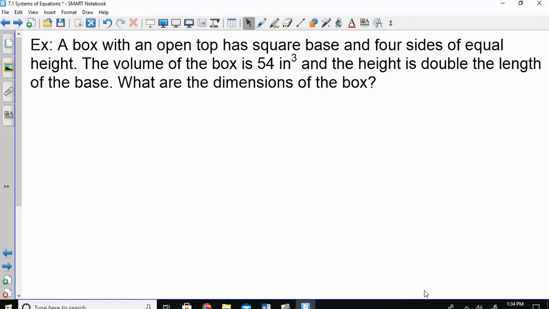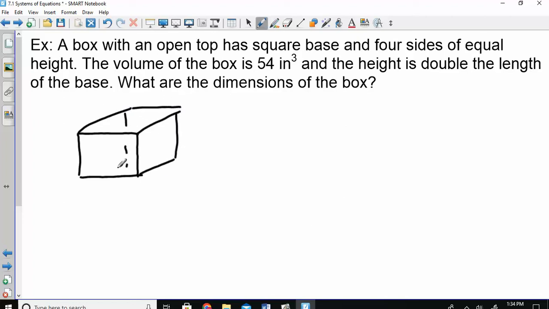We have a box with an open top, has a square base and four sides of equal height. So we have a box. I can't draw anything except a somewhat crooked box, apparently. Not my best box. That one was a little off. Just pretend.